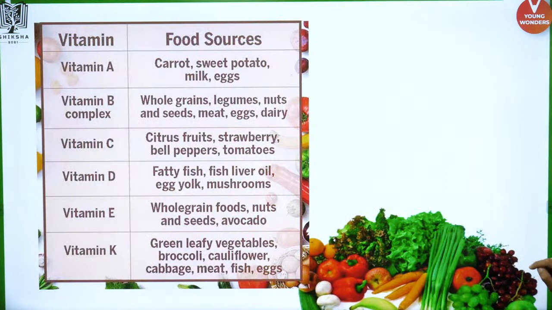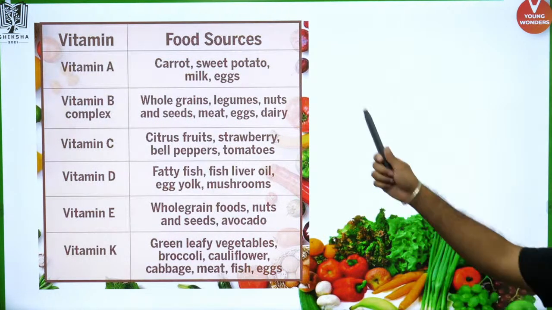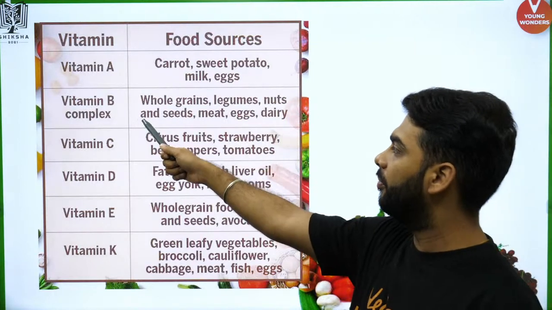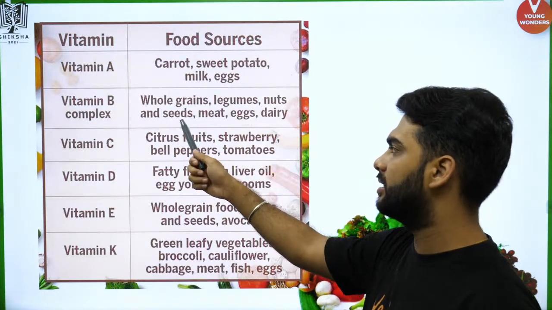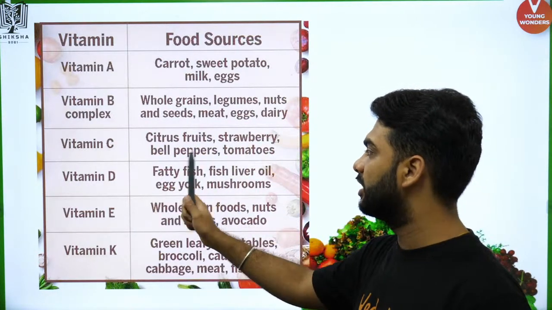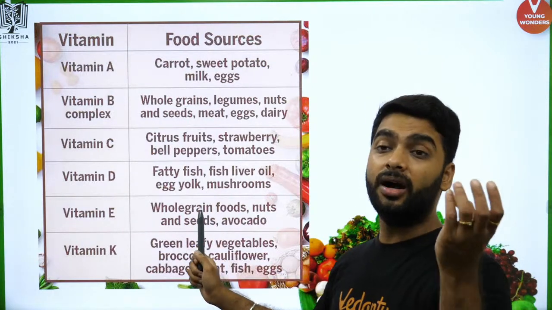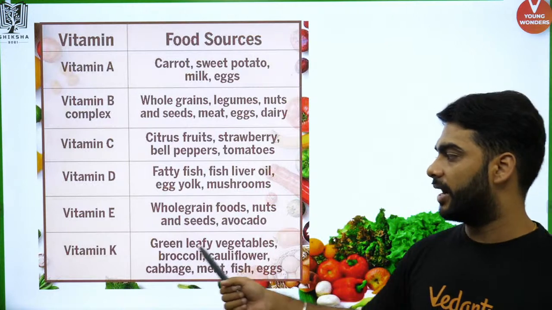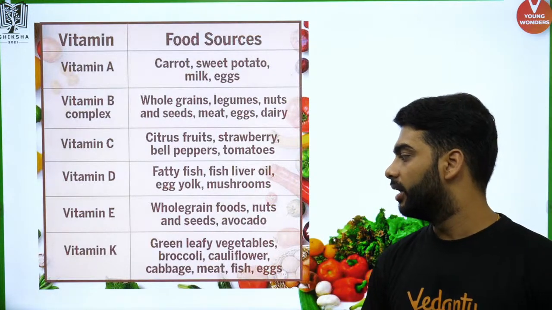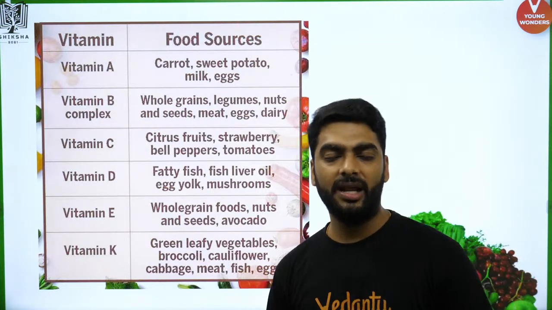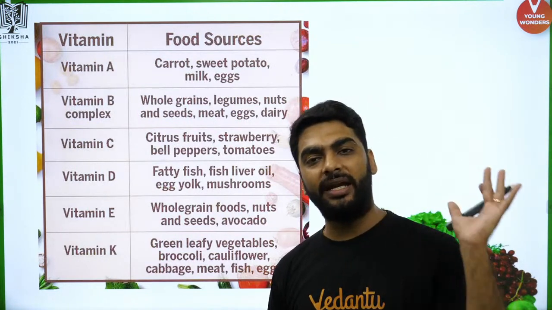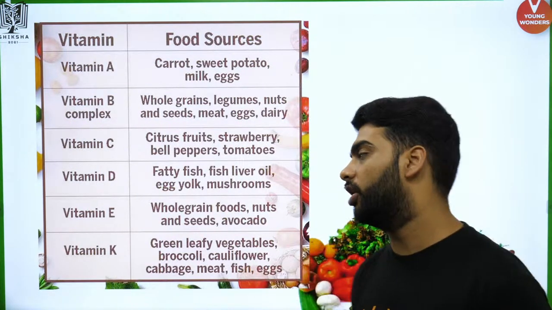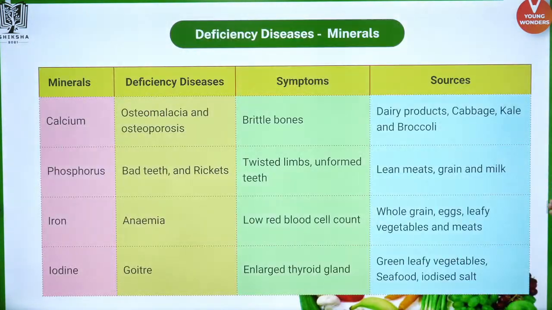Please wait. Now, see, these are the different sources of vitamins. Vitamin A from carrots, sweet potato, milk and eggs. Vitamin B from whole grains, legumes, nuts, seeds, meat. Vitamin C, citrus fruits. Vitamin D, egg yolk. Vitamin E, whole grain foods, nuts, avocados, and vitamin K from green leafy vegetables, right? So basically, you have your entire balanced diet and all your deficiency diseases are sorted, right?